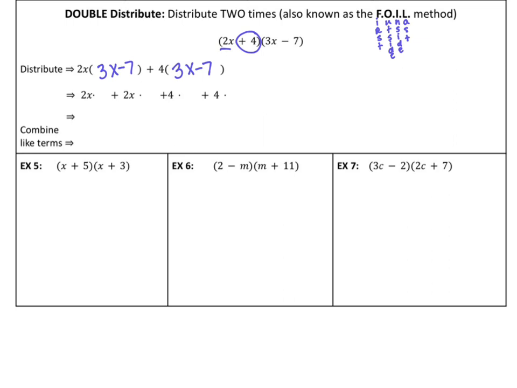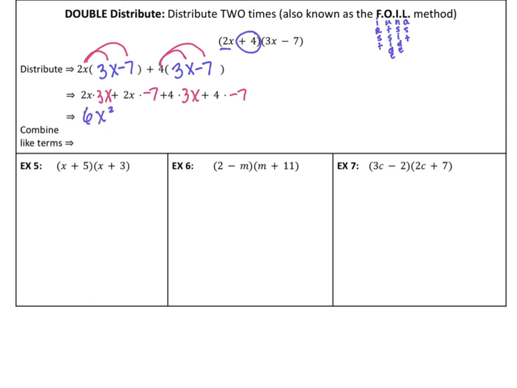So I'm going to do 2x times 3x, and then 2x times negative 7. And then I'll do 4 times 3x, and 4 times negative 7. So I show 2x times 3x, plus 2x times negative 7, plus 4 times 3x, plus 4 times negative 7. I'm actually going to multiply those things now.